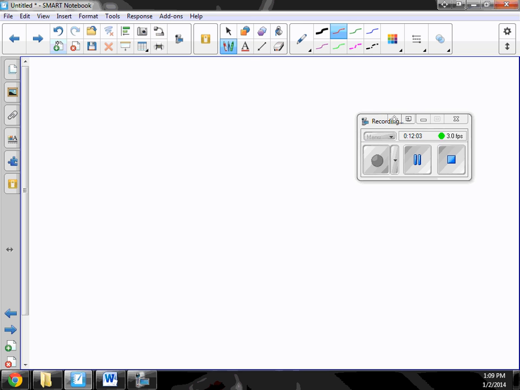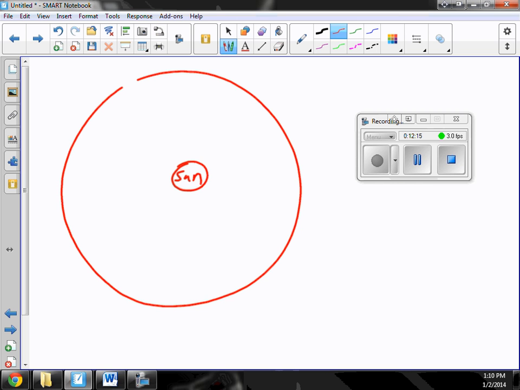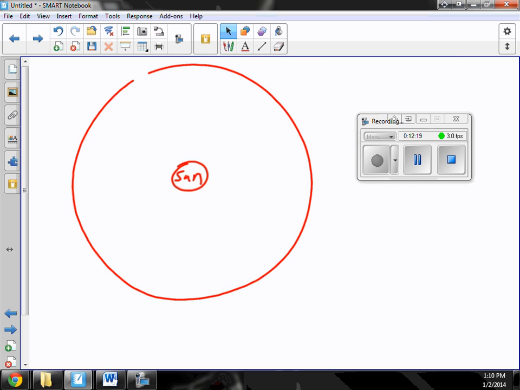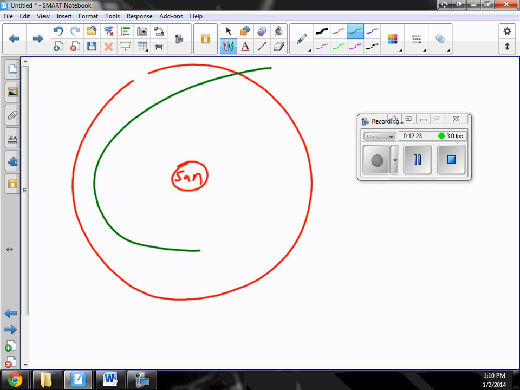So if you were to look at the orbit of Earth around the sun, so here's the sun, and the orbits are not perfectly circular. Well, that doesn't look circular. There we go. They're a little bit elliptical. Now that's exaggerated, but you'll notice that the sun rests at one of the two foci.